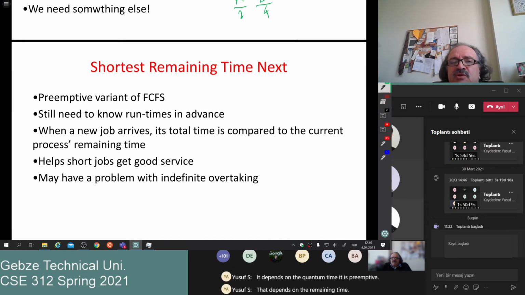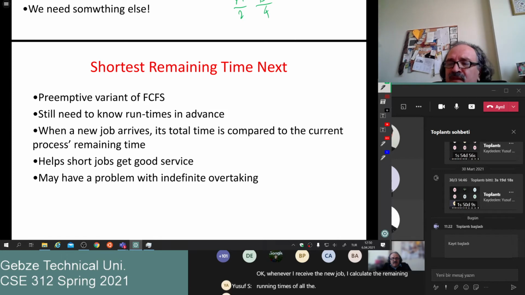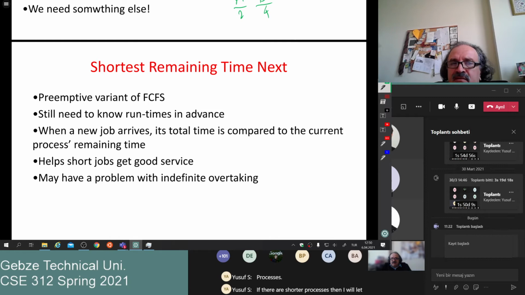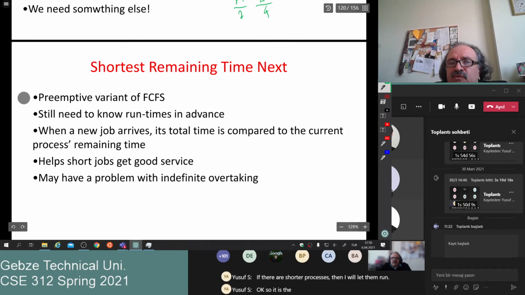So whenever I receive a new job, I calculate the remaining running times of all the processes. If there are shorter processes, then I will let them run. So it is a preemptive variant of shortest job first. I need to know the run times in advance.